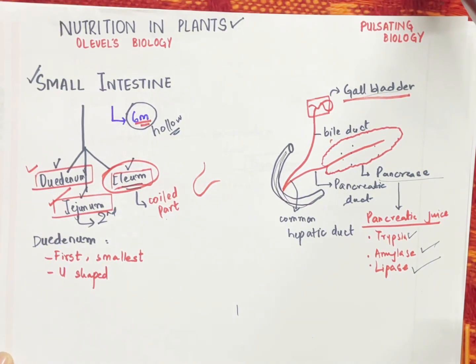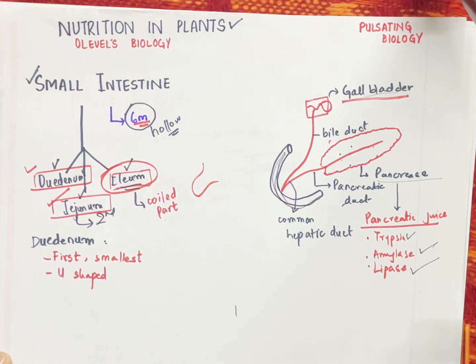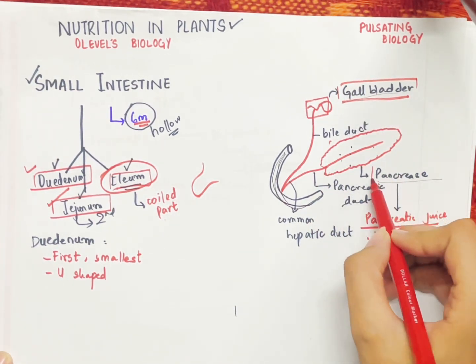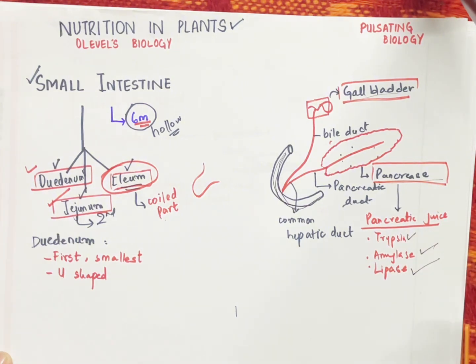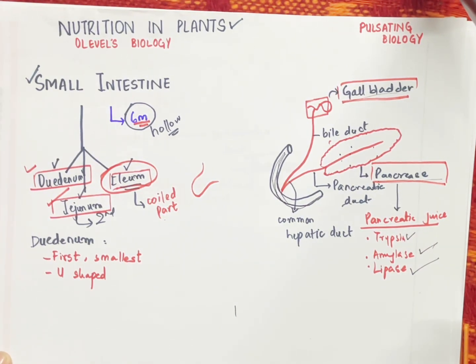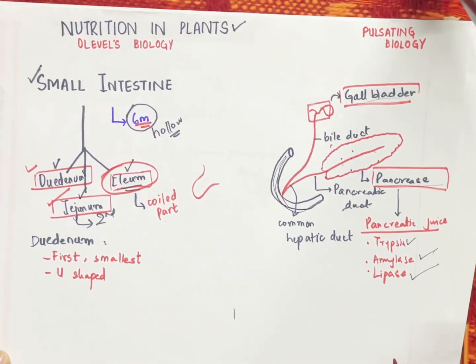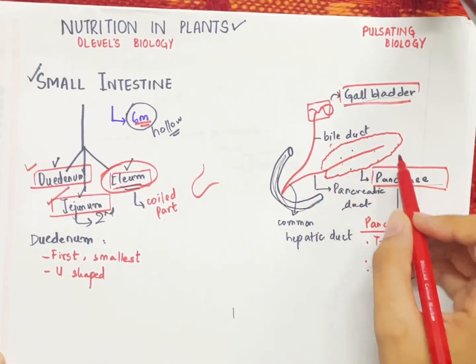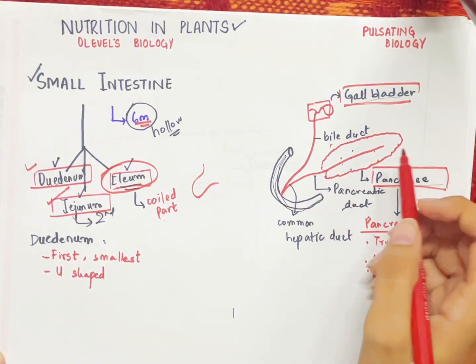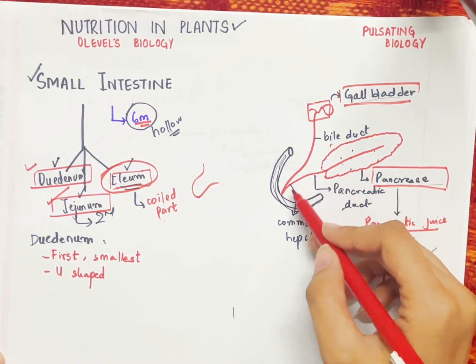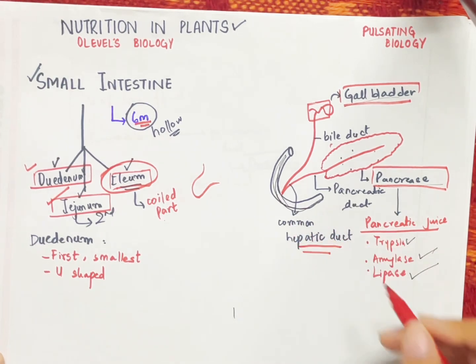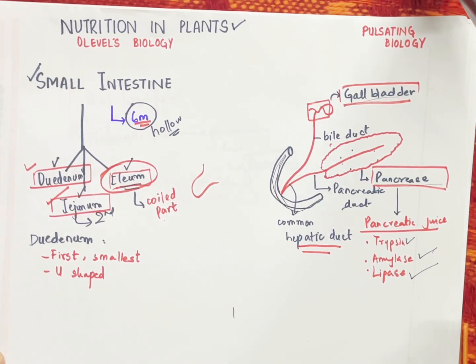When you study the small intestine, you also need some information about important parts linked with it, the gallbladder and the pancreas. The gallbladder and pancreas convey their secretions through ducts. The gallbladder has a duct known as the bile duct, and the pancreas secretes pancreatic juice through a pancreatic duct. Both then drain together and form a common hepatic duct that drains into the duodenum part of the small intestine.